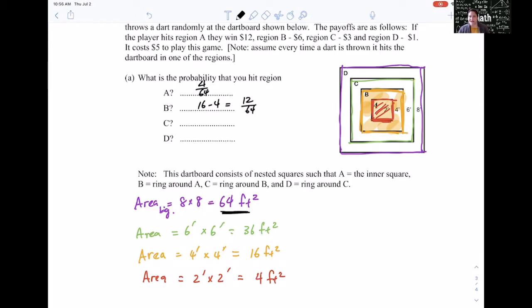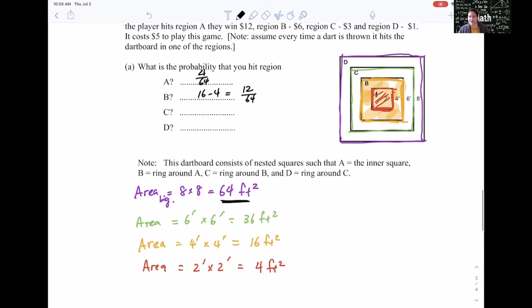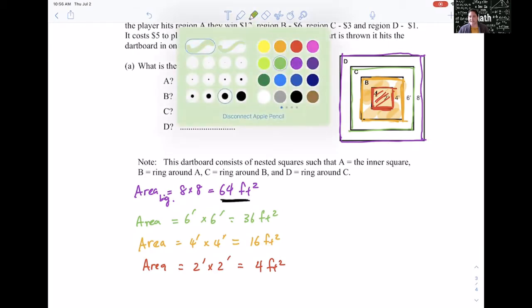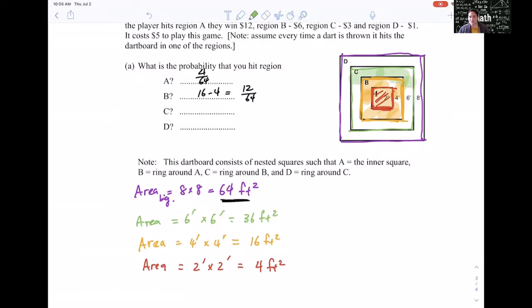Okay. I want everybody to try to get C now. So this region C, the green strip out here, you're going to take the big green square, and now you just have to suck out the orange square down here. Everybody do a calculation and show me your paper. What's the area of region C? Or you can put it on the chat really quickly.